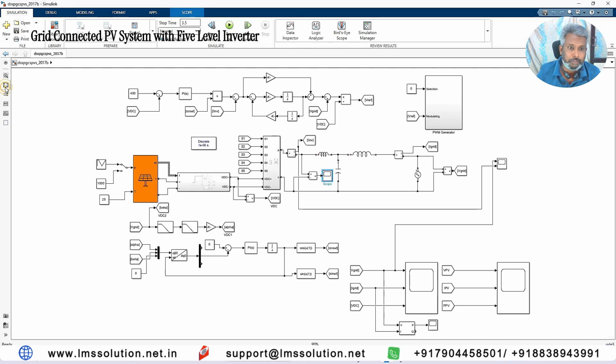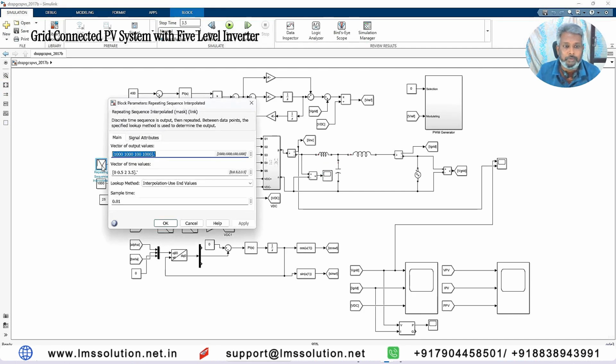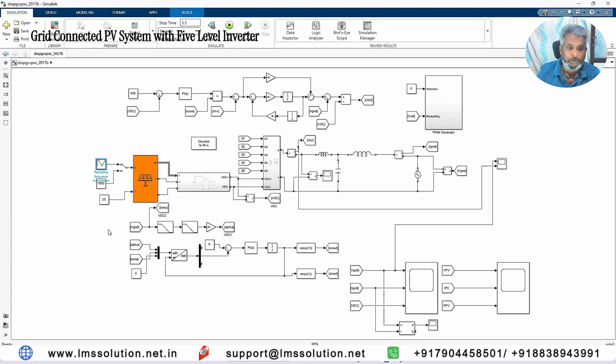Now I am going to simulate this model. Before simulation, here we are fixing the conditions. From 0 to 0.5, the irradiation will be maintained at 1000 watts per meter square. From 0.5 to 2, the irradiation will be changed from 1000 to 100. From 2 to 3.5, the irradiation will be changed from 100 to 1000 watts per meter square, and then we need to check the results. So for that I am going to simulate this model.